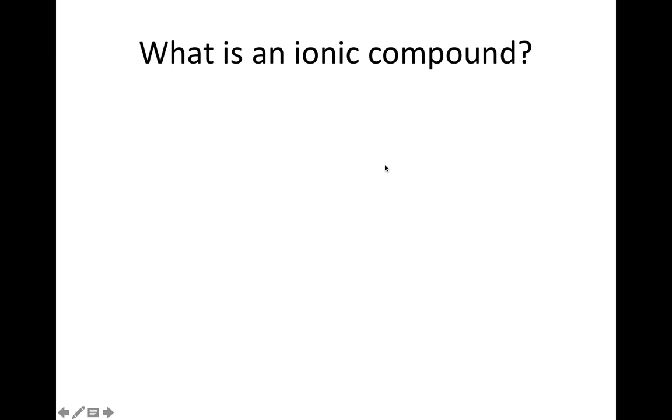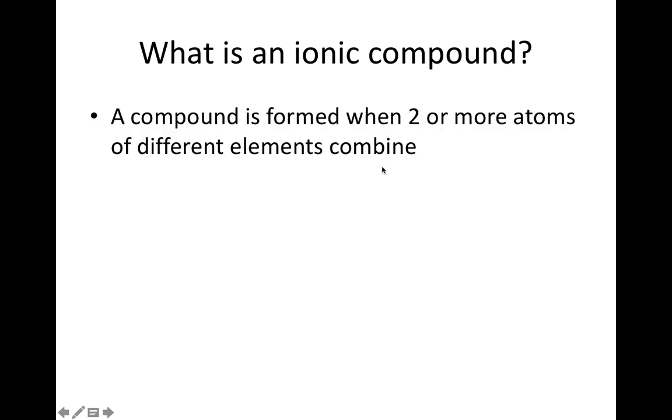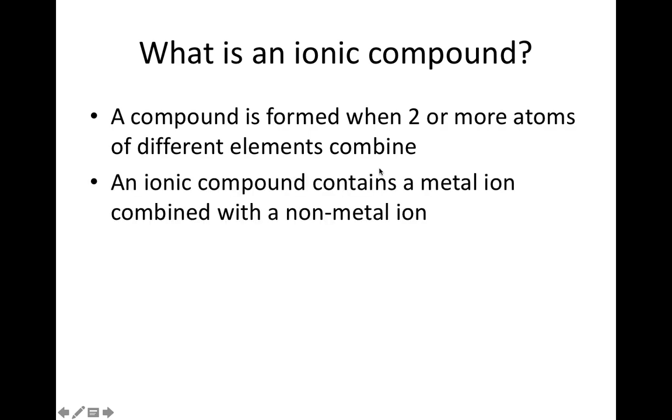What is an ionic compound? So you would have learned this in Science 9. A compound is formed when two or more atoms of different elements combine. An ionic compound contains a metal element or ion combined with a non-metal element or ion.